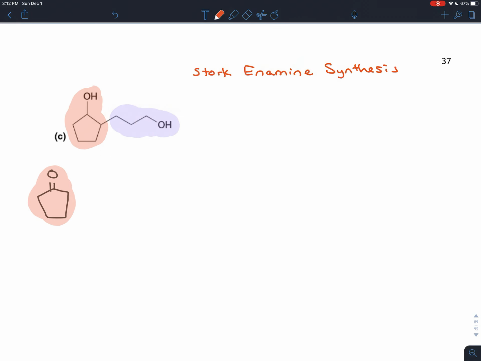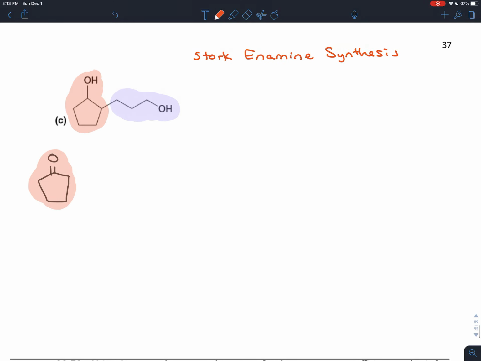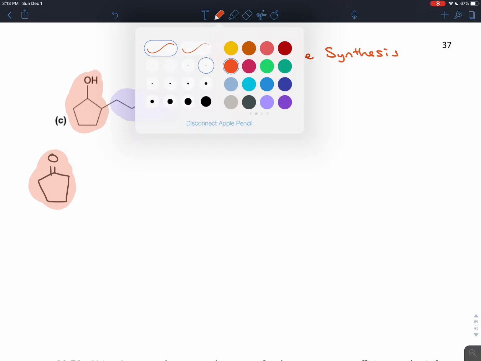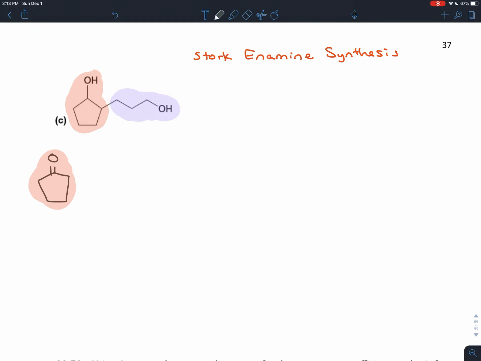Well, we know that this alpha carbon can be nucleophilic. And we know that we have a 1,5 difunctionalized compound. So let's think in the context of the Stork enamine synthesis. What can we do? Well, if we did the Stork enamine synthesis, we would need an alpha-beta unsaturated compound. Now, that's not in cyclopentanone, so it must be in our other piece. In order to have an alpha-beta unsaturated compound, we have to have a carbonyl.